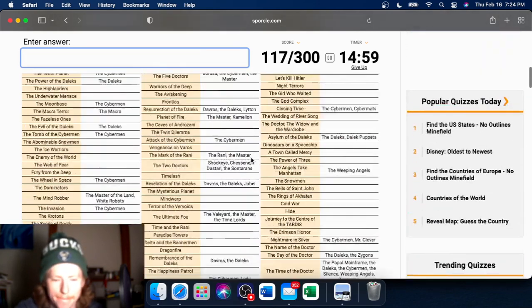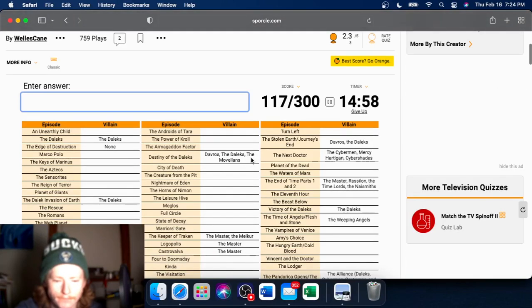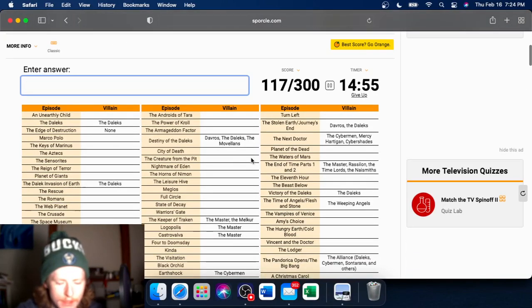Back to the top. Turn Left is the Time Beetle. Davros and the Daleks and the Cybermen. Planet of the Dead is the Little Stingray Folk. I don't even know if they give him a name in that episode. That episode sucks, by the way. Waters of Mars, The Flood. Master Returns, Rassilon, Time Lords. Time Lords. Okay, is not an answer.